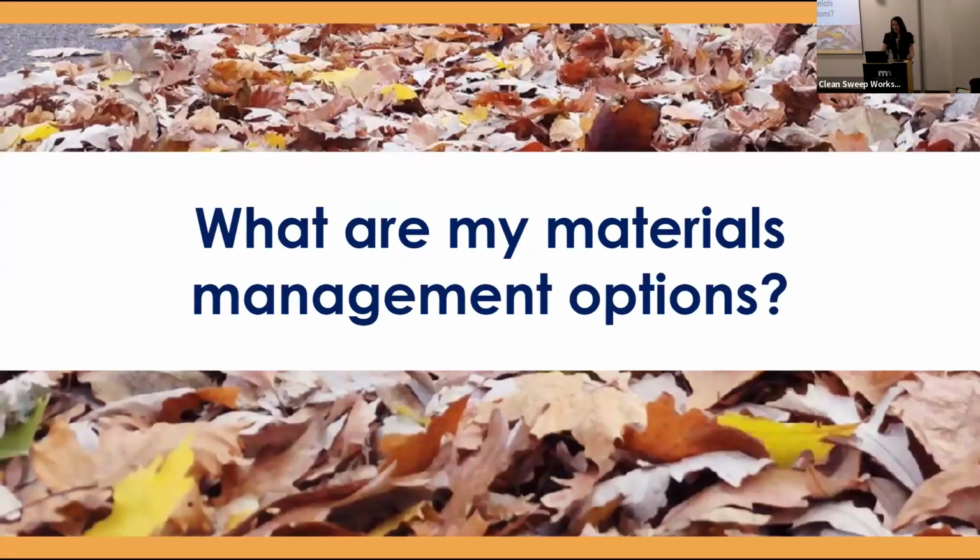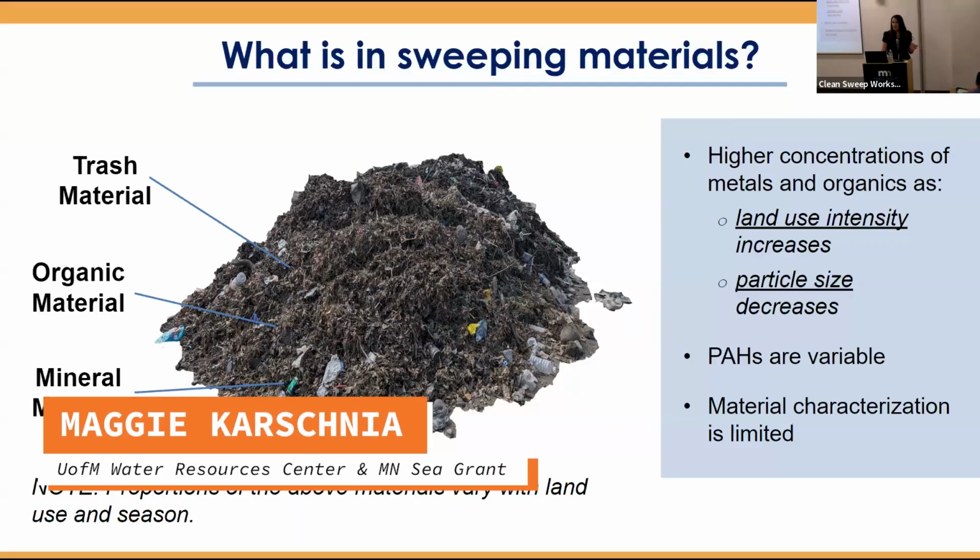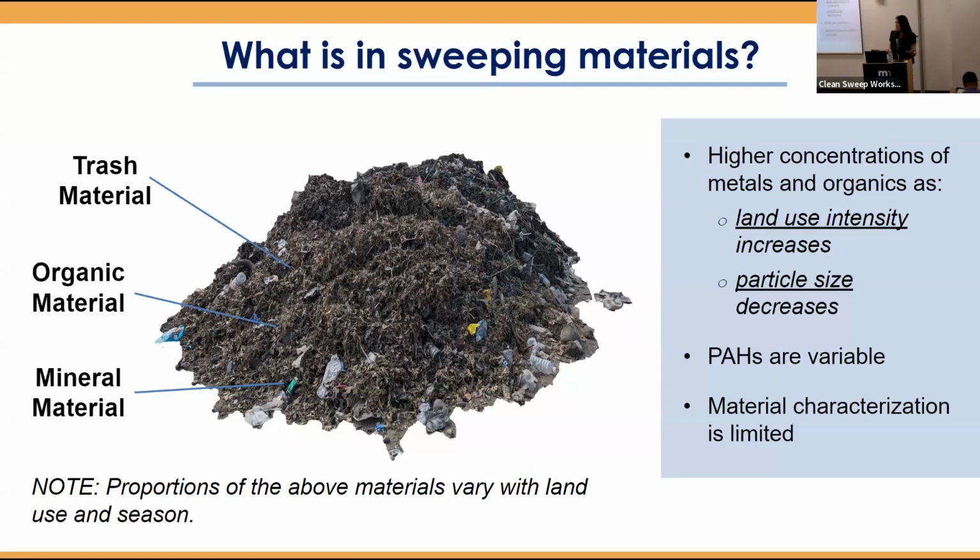So Lena and Paula did a fantastic job of covering some of the research that's gone into what is in these street sweeping materials. And the big picture is that we still don't know everything, but what we do know is this. We have three basic materials in the street sweeping materials. It's trash, it's organic matter like the leaves and the sticks. It is the minerals, the sands, silts, and clays.